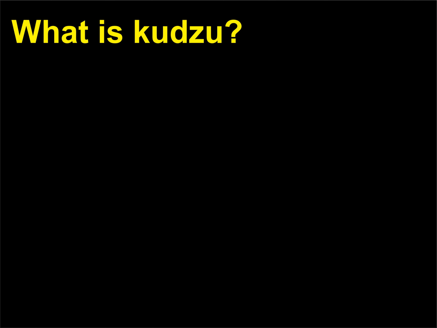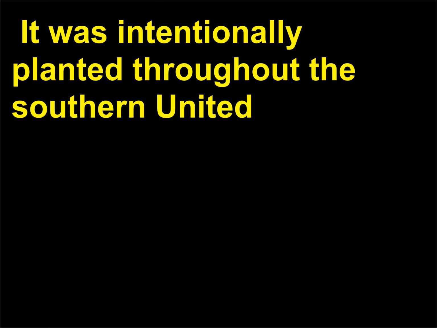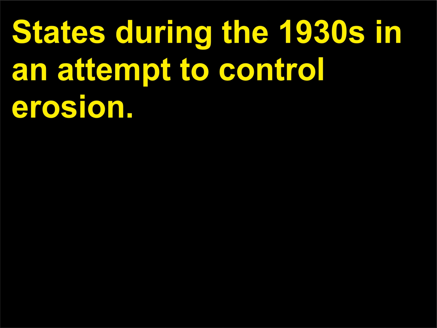Kudzu, Pueraria lobata, is a vine that was brought from Japan for the 1876 Centennial Exposition in Philadelphia. It was intentionally planted throughout the southern United States during the 1930s in an attempt to control erosion.